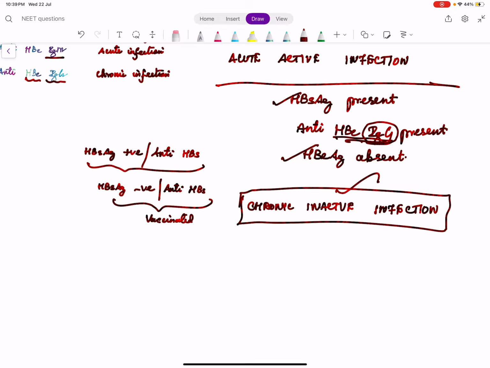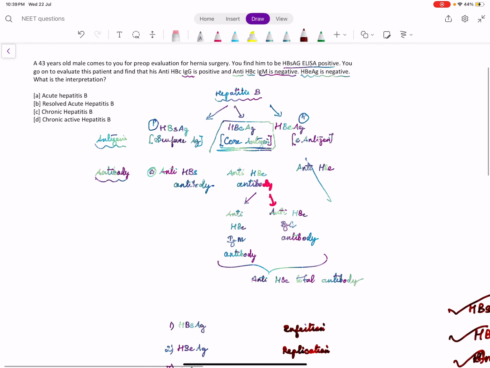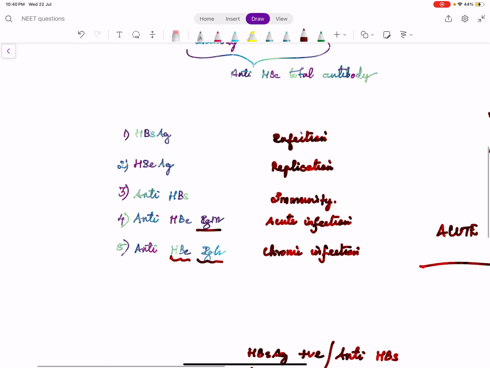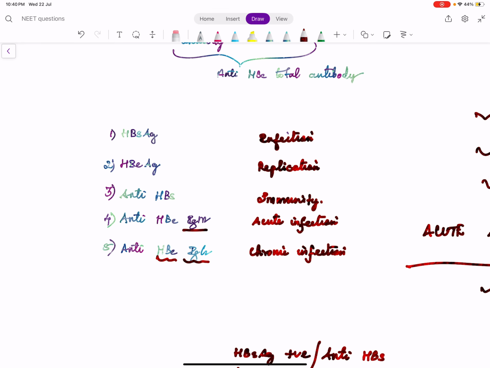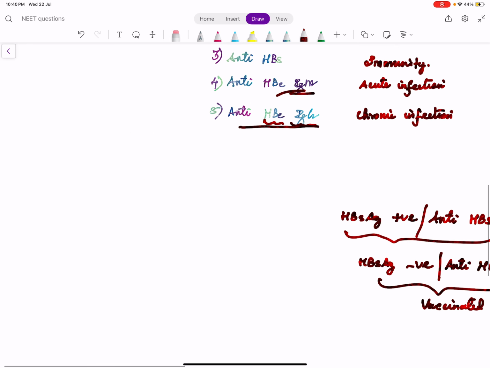How does he become symptomatic? He will develop jaundice. He will develop a rise in liver enzymes ALT and AST, and he may become sick, right? So this is my version. Just try to understand what does HBsAg mean, what does HBeAg mean, what does anti-HBs mean, what does anti-HBc IgM mean, what does anti-HBc IgG mean.